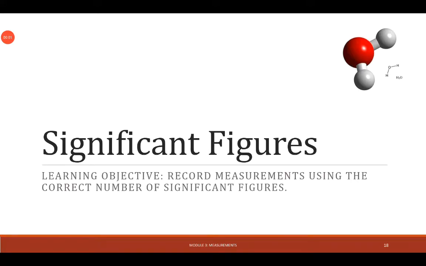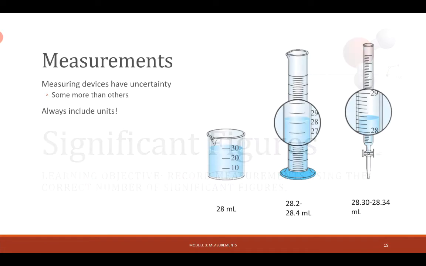In this video, we will be learning about significant figures and how to record measurements using the appropriate number of significant figures, and counting significant figures. When we record measurements in the lab, there is some uncertainty to that measurement because we have to make estimates about how much we have of a substance.